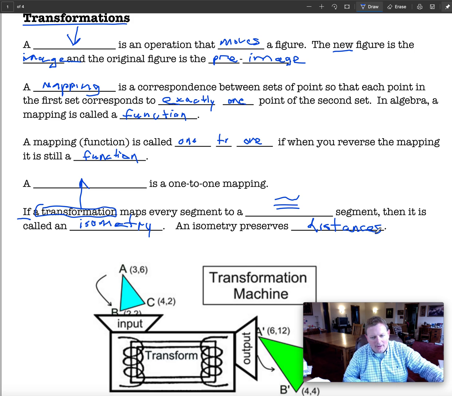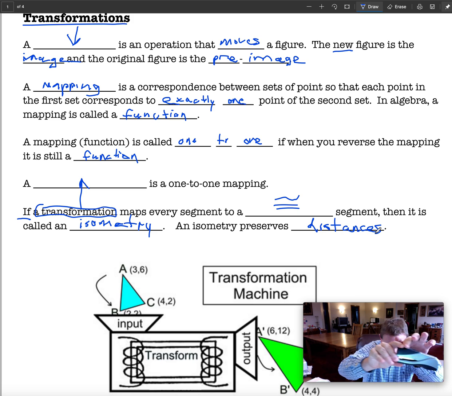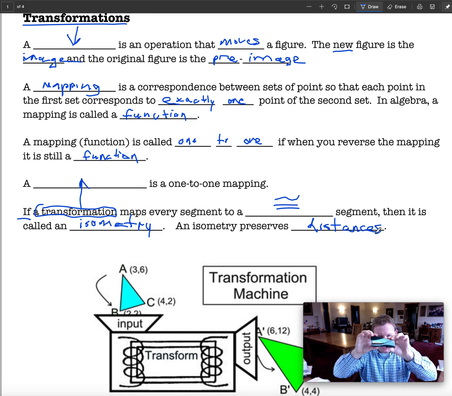Now, certain mappings are isometries, like a translation. There's a distance here. If I slide this, it's the same distance on your screen. If I turn it, it's still the same distance. If I flip it, it's the same distance. But if I dilate it, woo, it got bigger. And that is not an isometry.